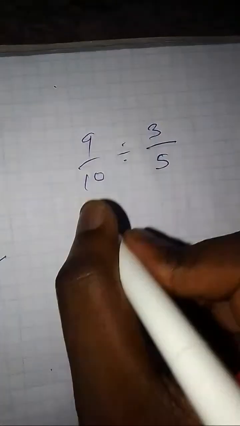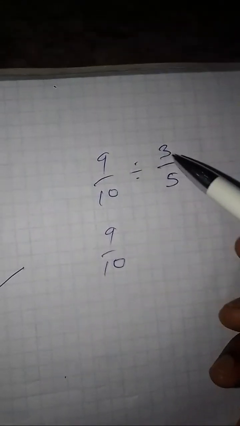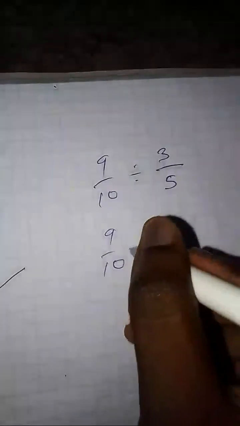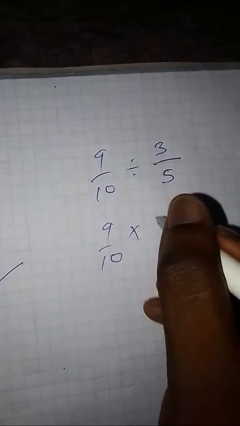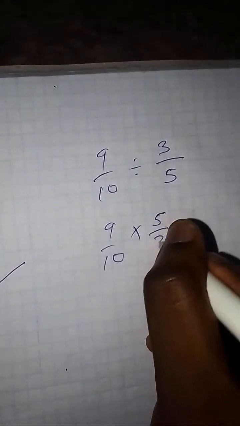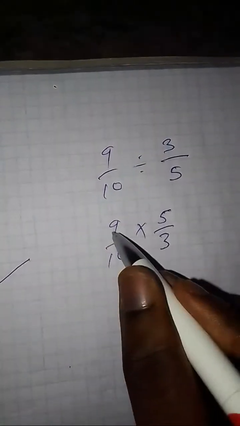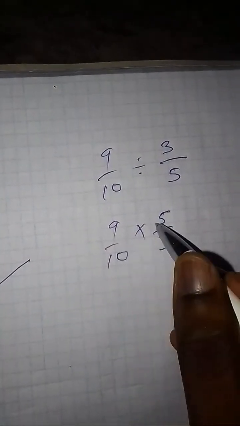So we have 9 out of 10. So we'd say that this shall change, so we shall have 5 over 3. So when you have 5 over 3, the division sign shall change. It shall be the multiplication. So here we shall have 5 over 3. So let's now simplify. At least now this one you can simplify. 9 by 3, you can simplify 10 by 5.